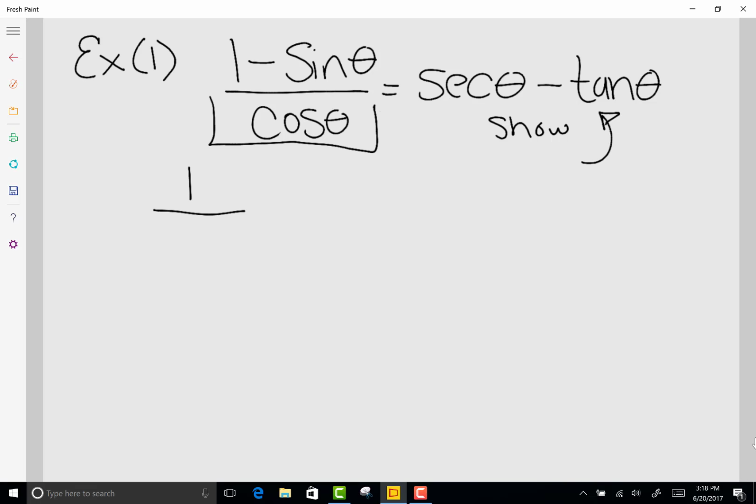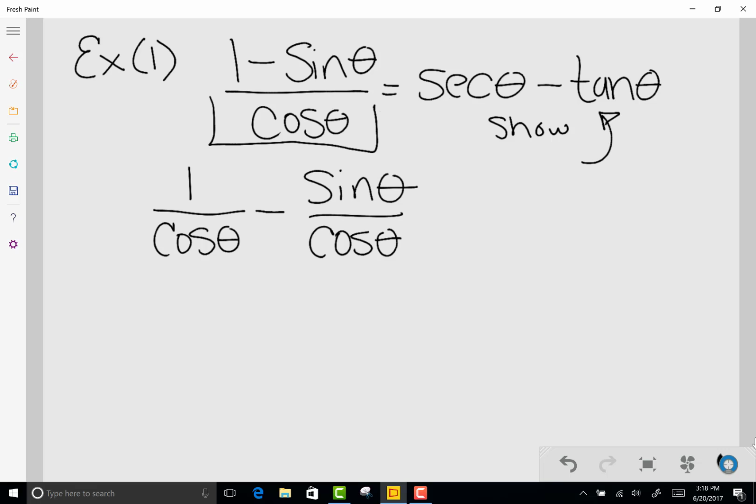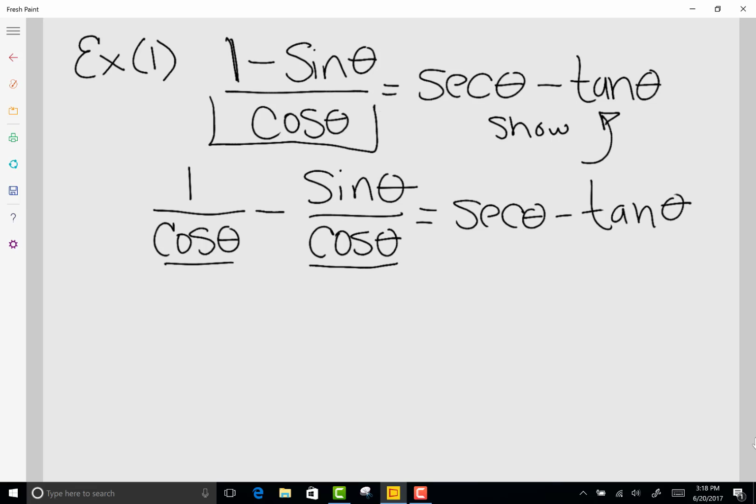I'm going to write it as 1 over cosine theta minus sine theta over cosine theta. So my denominators are the same still, and they should be. Okay, and I'm just going to take the numerator and split it up. So I have 1 over cosine theta minus sine theta over cosine theta. And I want to show that that's equal to secant theta minus tangent theta.